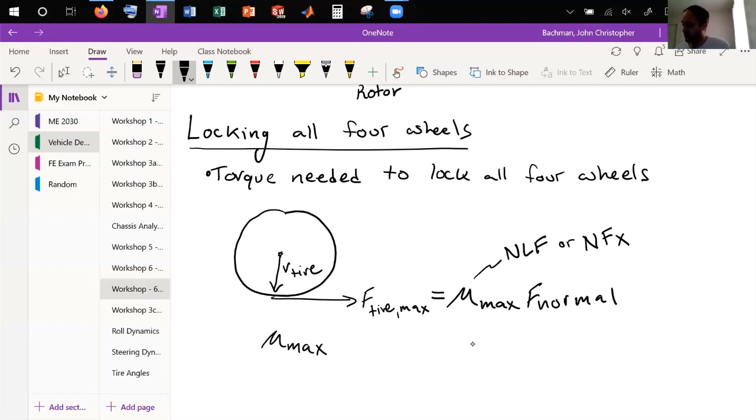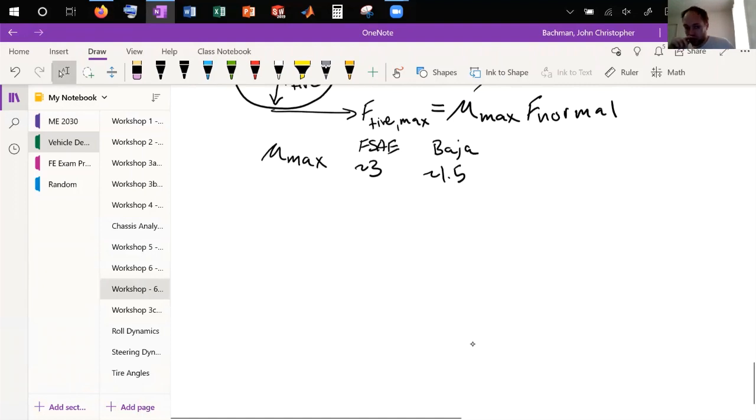So the most force you can take is the max coefficient of friction times the normal force. Mu max for Formula is maybe around 3. For Baja, what it's maybe designed for is around 1.5 or so, right?